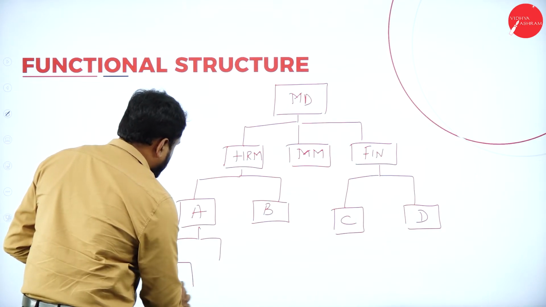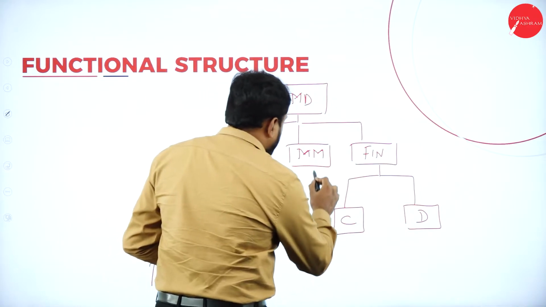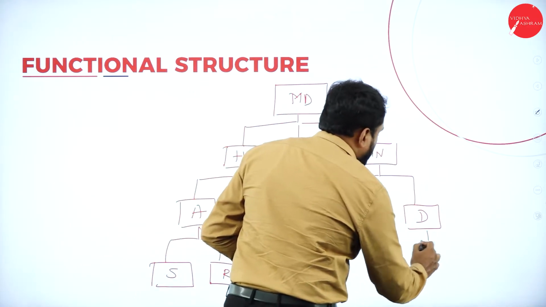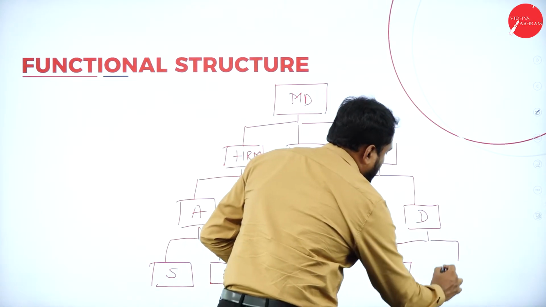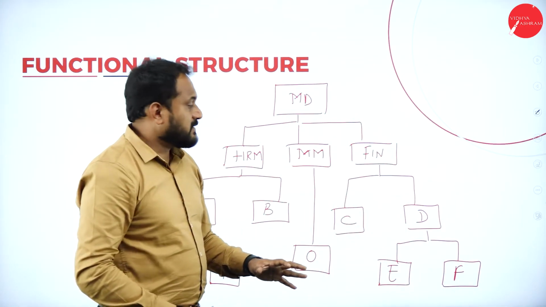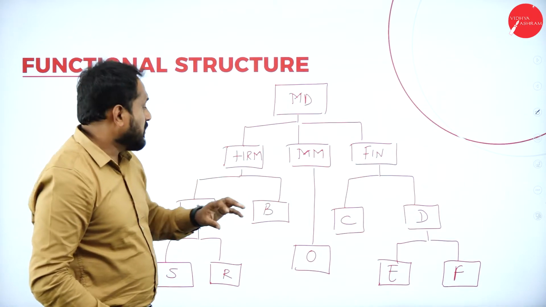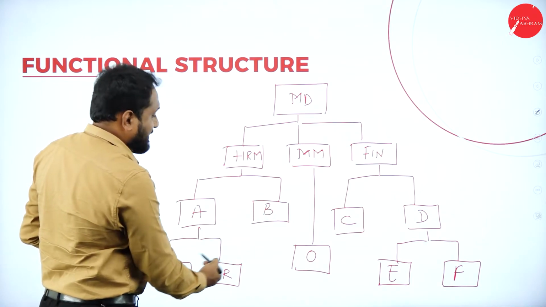There is a person called S and R. Here we'll go with it. There is a person called O, and here we'll go with E and F. Okay, done. Now please understand, this is again the function structure. Now the human resource manager's team is A, B, S and R.